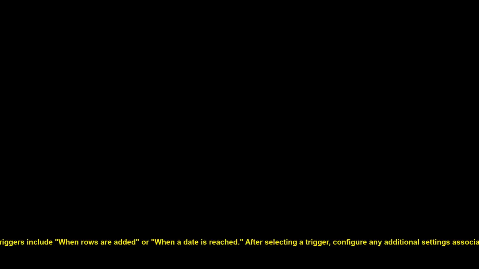You will see a new workflow editor appear on your screen. Choose a trigger for your workflow. Click on the first drop-down menu to select your trigger type. Common triggers include when rows are added or when a date is reached. After selecting a trigger, configure any additional settings.